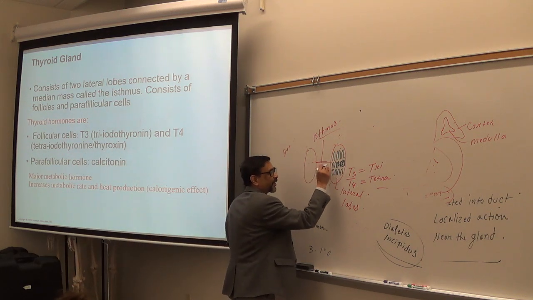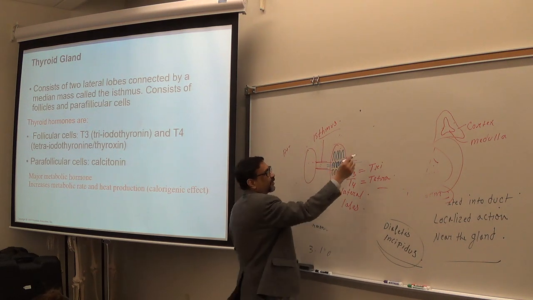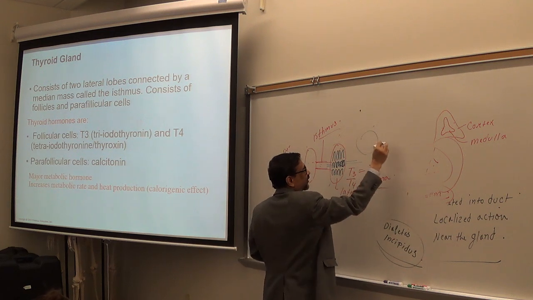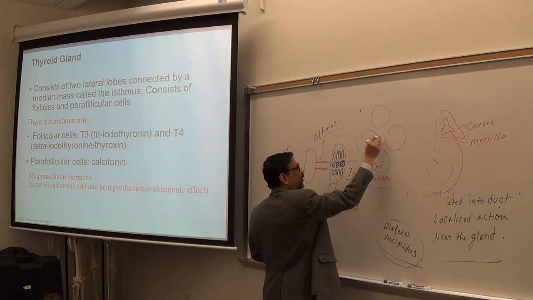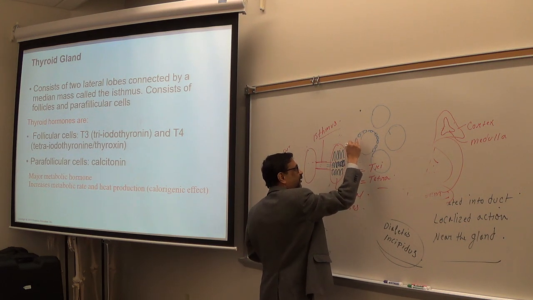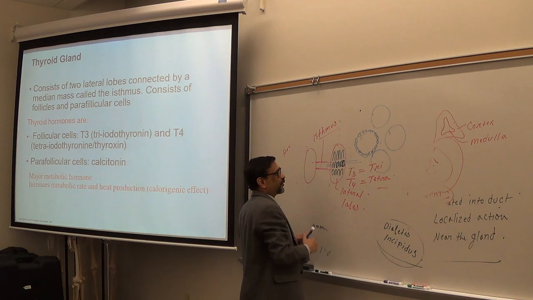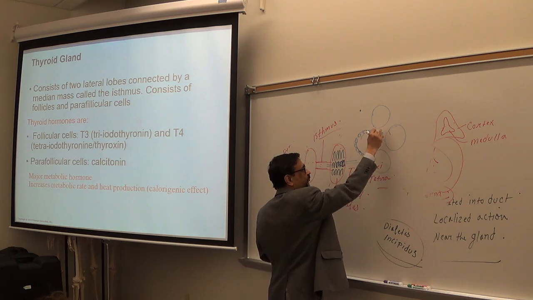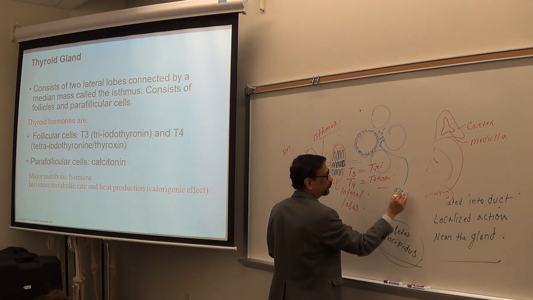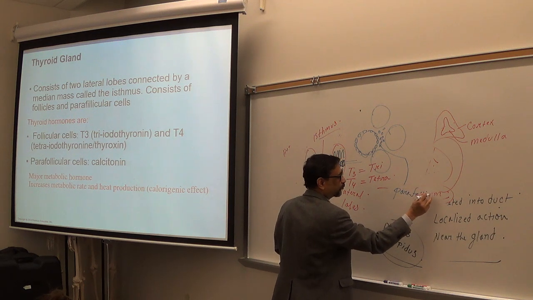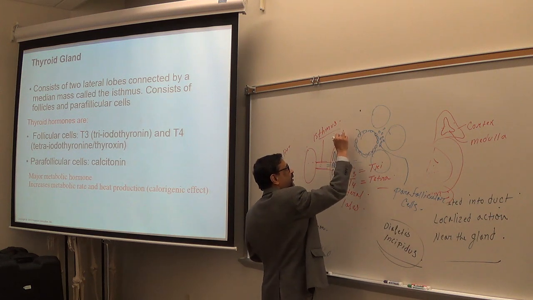Now let's see, if I make a cross section here, just make a slice and take a slice out, what will I see? I'll see the follicles like this. So these are the follicles, right? In the wall of the follicles, you have the follicular cells. So these are the follicular cells, and in between the follicles, you have the parafollicular cells. Okay? So these are parafollicular cells, right? And these are the follicular cells.